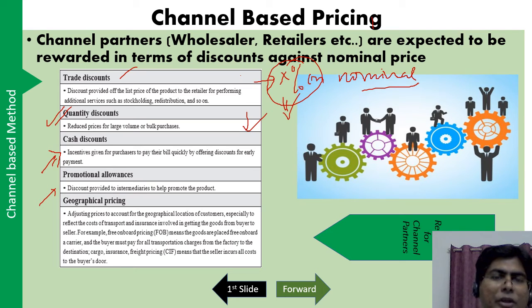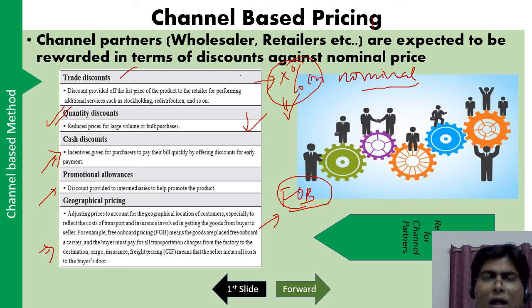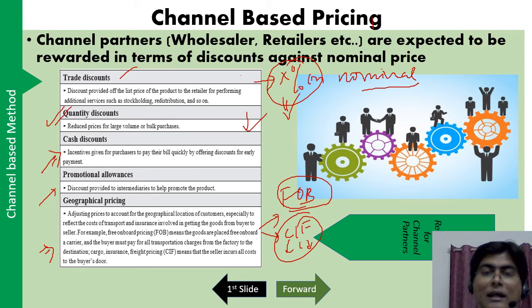Another way is geographical pricing, which can be of two types. One is FOB. Here the seller is only responsible for dispatching the material. Other things like cargo insurance all need to be borne by the buyer itself. The other is CIF. Here cargo insurance and freight are included in the price. Now the seller is responsible for dispatching the material in good condition to the buyer. So these are the various ways you can decide your prices as well.